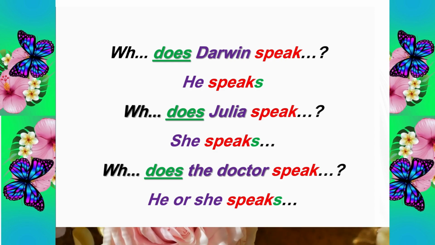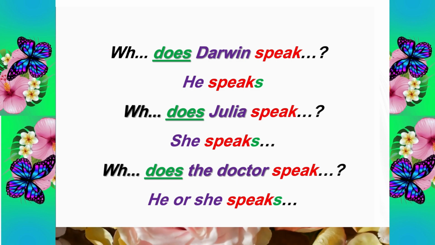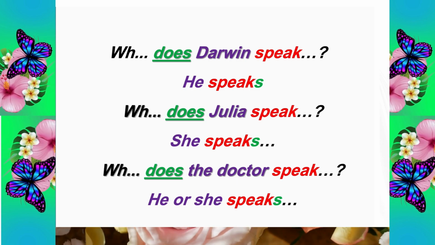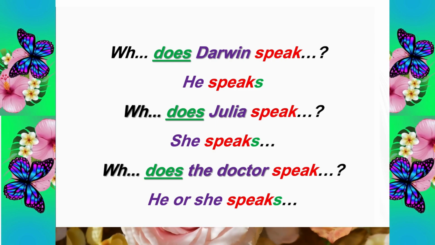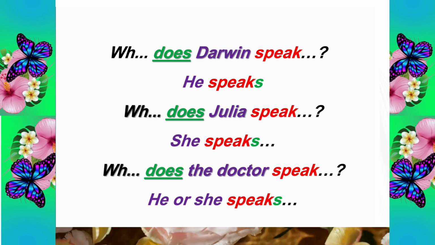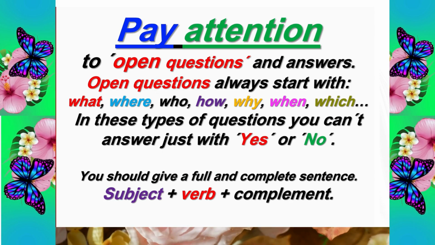We notice from these examples that in the question the verb doesn't take s with he, she, it, because it's a question, because we have the word does. And in the positive sentence with he, she, or a man, or a woman, the verb must take an s. Let's continue. Pay attention to open questions.